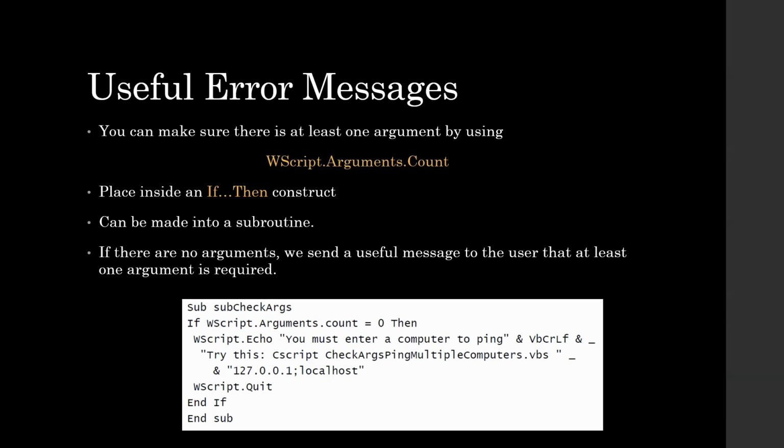You can actually make this into a subroutine. Right here, we've got a subroutine that's going to automatically check for arguments. If the argument count is 0, then WScript.Echo. Remember that WScript.Echo is a way to present information to your user. So: you must enter a computer to ping, try this, and so on. Then WScript.Quit. What it is doing here is saying, I'm expecting arguments. If you haven't given me any, I'm going to give you a message saying, hey, I need some arguments. And then I'm actually going to quit the script because we cannot proceed unless there are arguments. So it is a good idea to go ahead and put this in a subroutine.